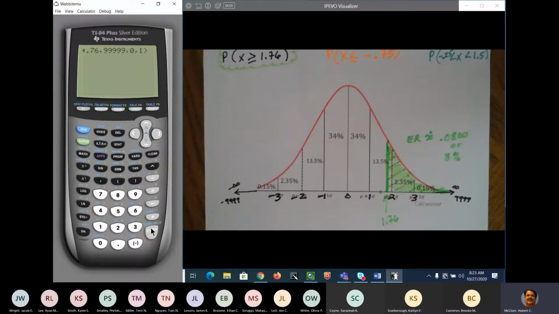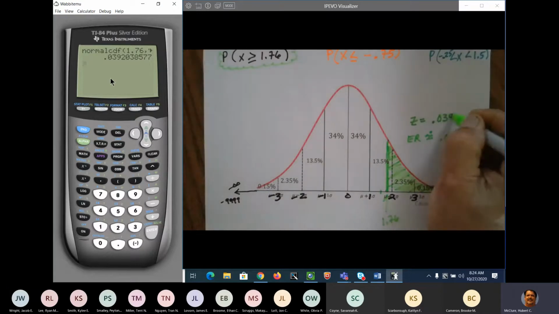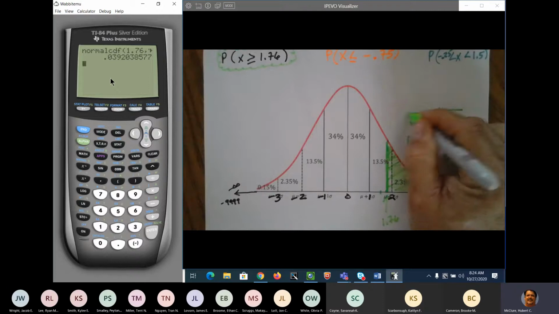Now I said 0.0800, and that's a rough estimate. Let's see how close I am. Ooh, I really suck. It's a whole lot less than that. It's like 4%. I said it was 8%, so I'm really off. So 0.0392. So the answer by z-score is equal to 0.0392, and that is our answer.